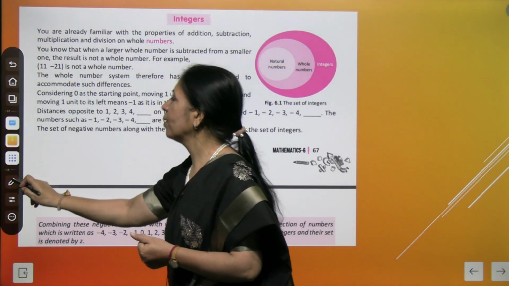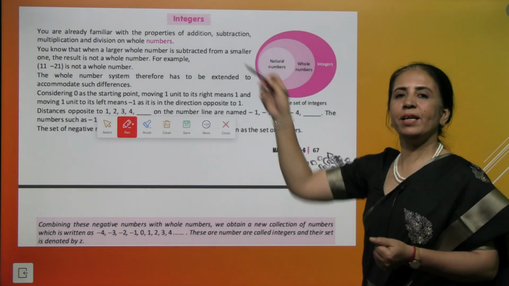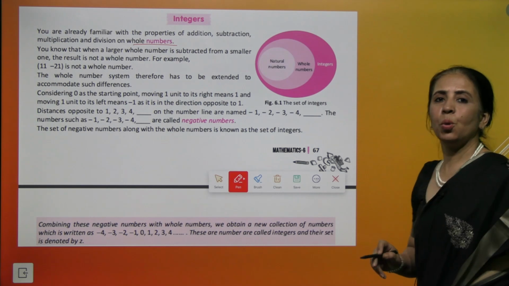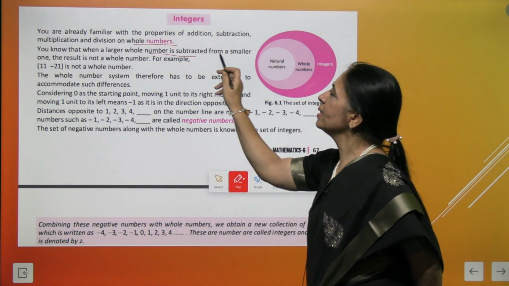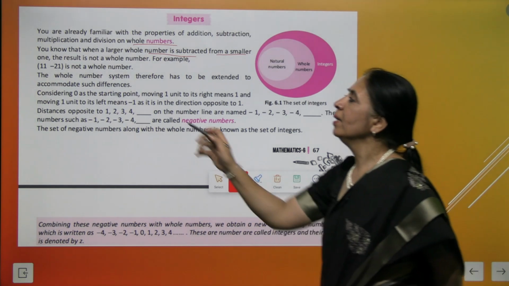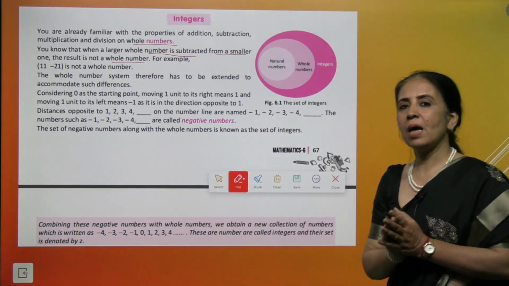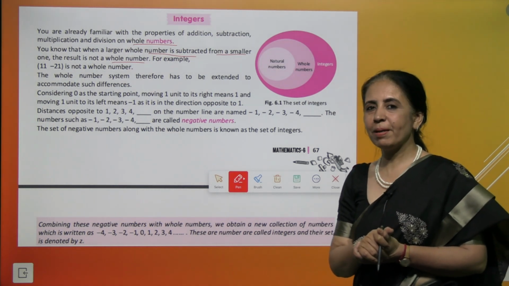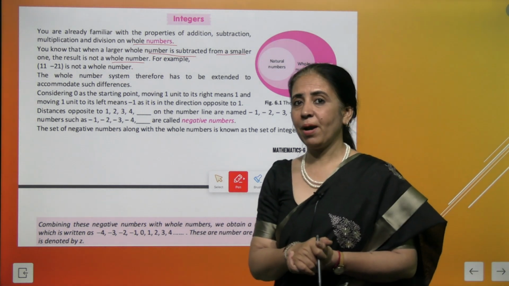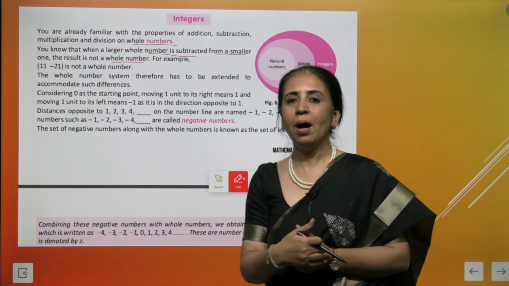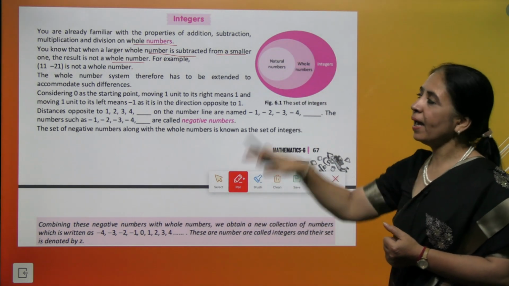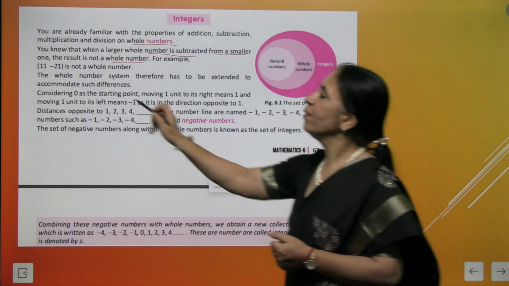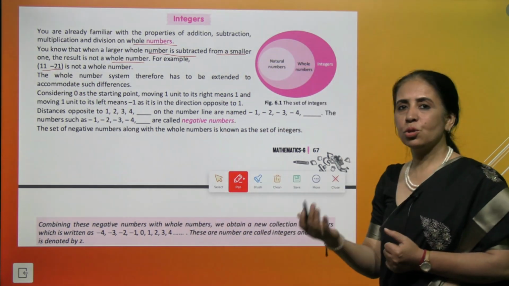So children, we are already familiar with the properties of addition, subtraction, multiplication and division of whole numbers. And you know that when larger whole number is subtracted from the smaller one, the result is not a whole number. Suppose आपने 5 में से 6 को subtract करने की कोशिश की. अभी तक 6 में से तो 5 subtract किया है, but 5 में से 6 subtract कोशिश करेंगे तो वो possible ही नहीं होगा. So for that अब हमने एक नया concept add किया कि कुछ negative numbers भी होते हैं. Like here we are trying 11 minus 21. It's not a whole number.